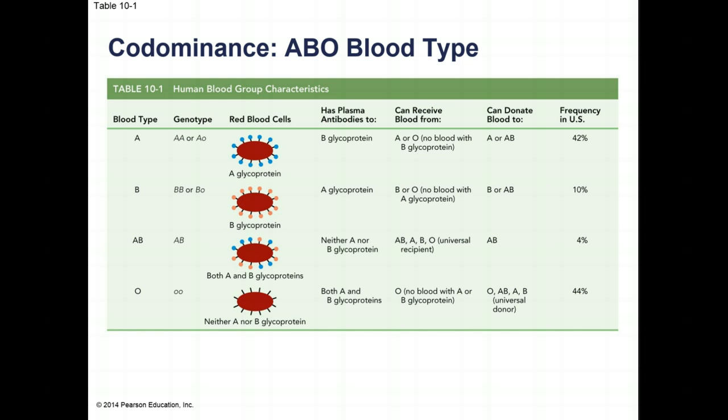Blood types also illustrate codominance. In the case of blood typing, if you are type AB, you are expressing the A antigen and the B antigen at the same time on your red blood cells. Neither one is completely dominant over the other.